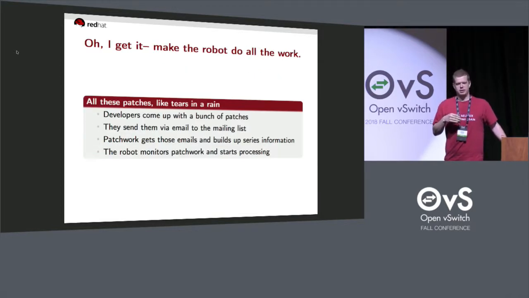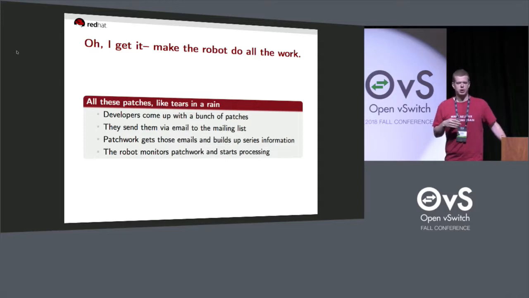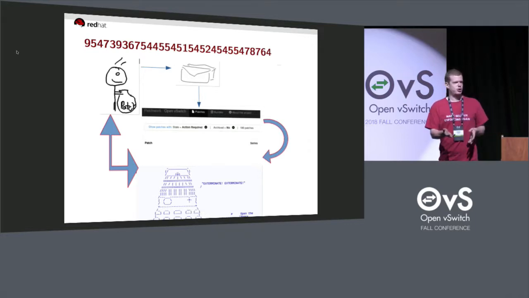So the basic flow is like this. Developers come up with patches. They send them to the mailing list. Patchwork receives those mails. And then the robot monitors Patchwork for new patches, and does its processing. Here's an illustration of the flow that I drew myself, and you see, developers have a big bag of patches. They send them off to the mailing list. Patchwork picks it up, and Daleks come to exterminate us, or the bot tests.